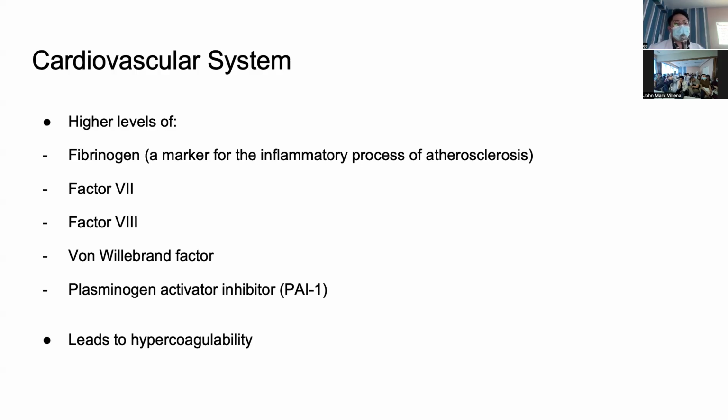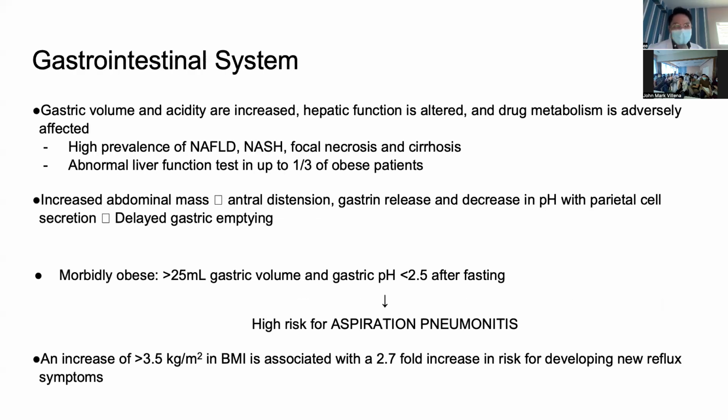And obese patients have higher levels of fibrinogen, factor 7, factor 8, von Willebrand factor, and plasminogen activator inhibitor, and also a hypercoagulability state.